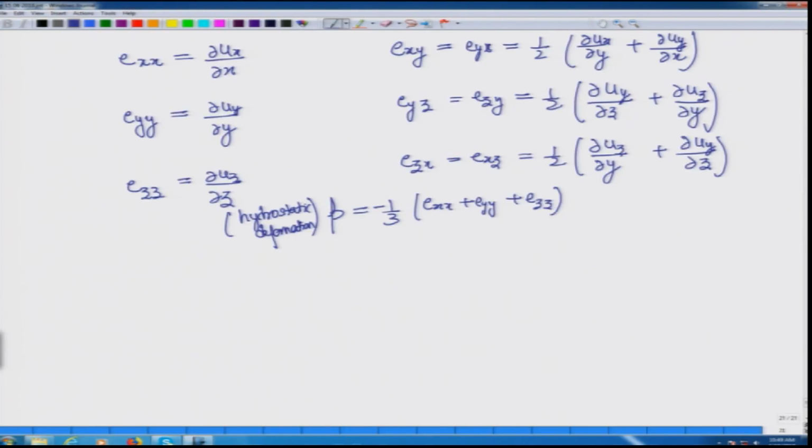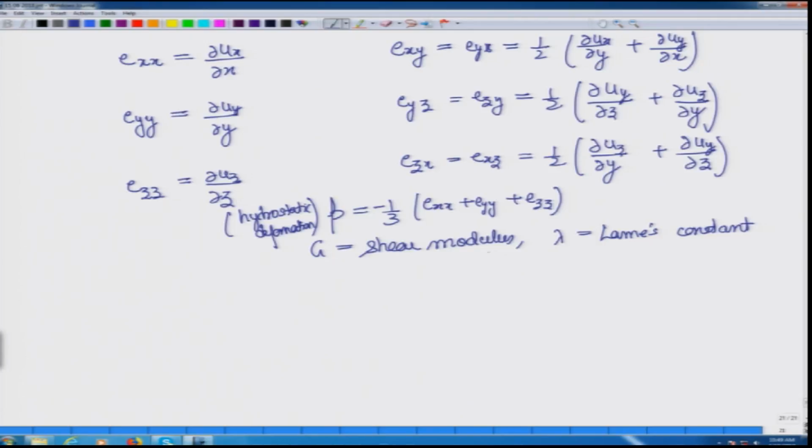P is equal to minus 1 by 3 times (E x x plus E y y plus E z z). Now, using this, again from the fundamentals of solid mechanics, if you are given G equal to the shear modulus and lambda equal to Lame's constant, we are not deriving these, we are just going through briefly so that we can then apply all these for our purpose.